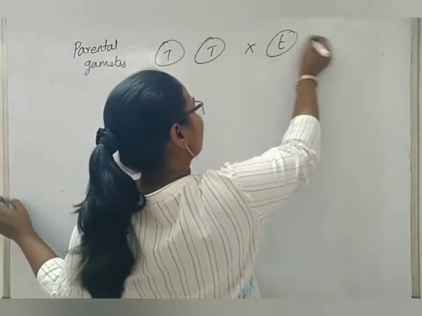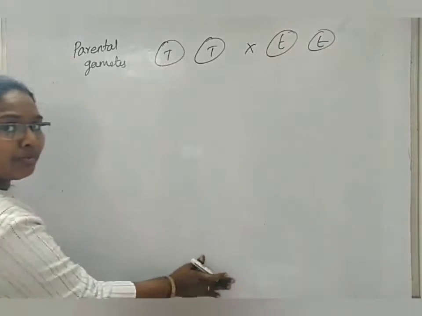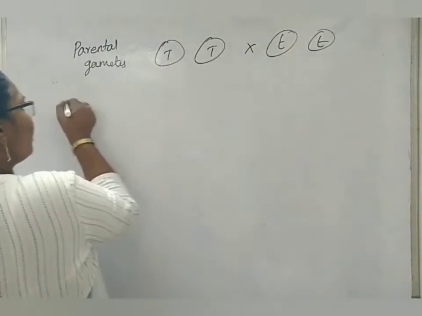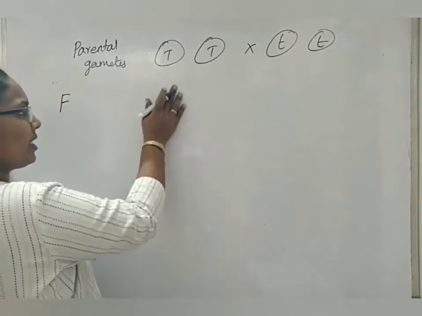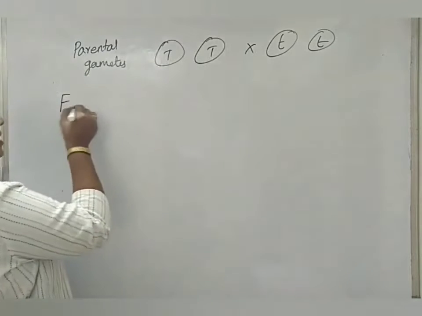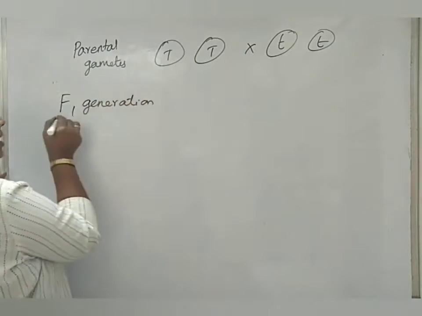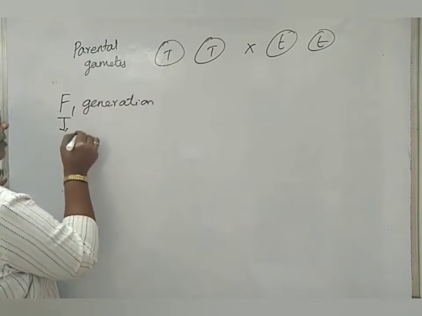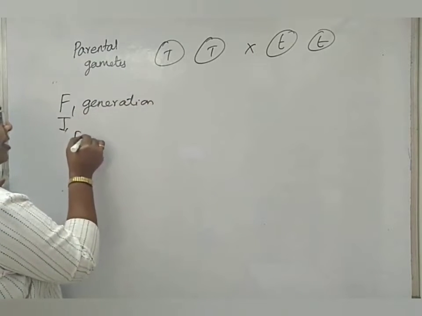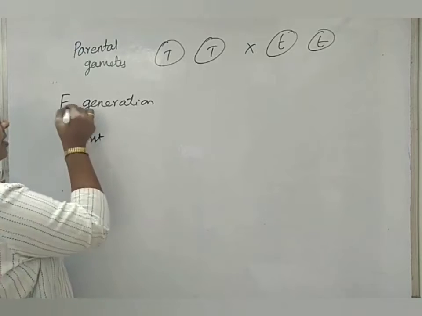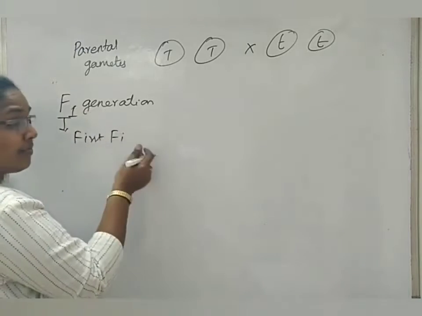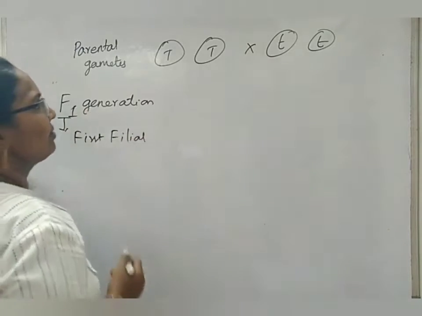Cross with these two gametes which I have written just before here. Now, the next generation is fertilization between these two. That is considered as F1 generation. Here, F1 means first filial. First filial. So F means filial.